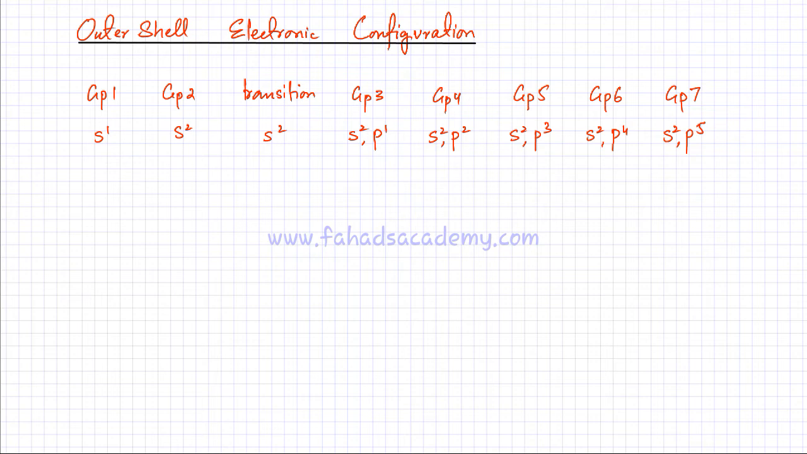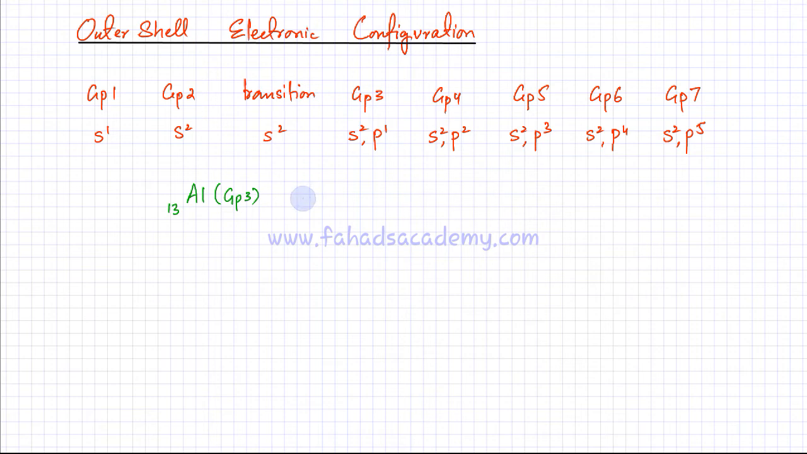So let's think of an element. I'm going to pick an element in group 3. So let's pick aluminium. And remember, it's in group 3, so the outer shell electronic configuration for aluminium should be an s subshell and a p subshell. The s would have 2 electrons and the p subshell would have 1 electron. So let's try and write down the electronic configuration of aluminium with 13 electrons.